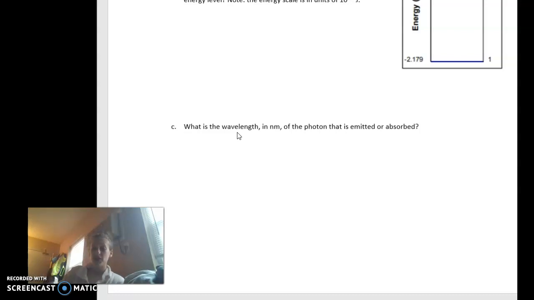So some rearranging, some algebra. We find that the wavelength of this emitted photon is 1.17 times 10 to the negative 6 meters. We wanted that in nanometers, so that's 1,171.7 nanometers. I just had to convert.